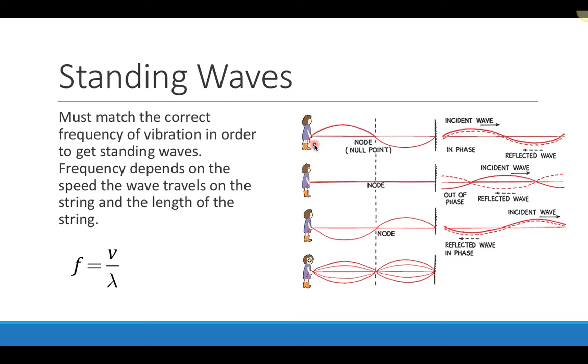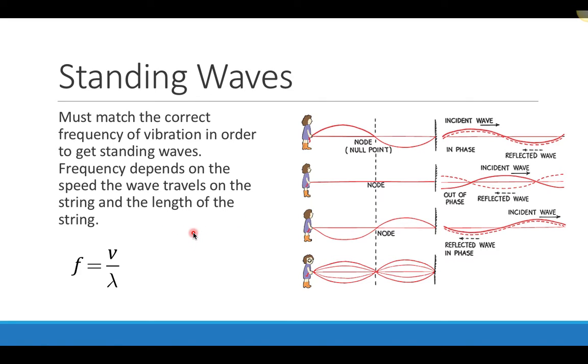You can get a large amplitude in the center. You can create the first harmonic. And if you continue to vibrate your hand up and down, you might be able to get the second harmonic, which is where you have two large vibrations occurring, and then a node where there's no movement in the center. So this is the second harmonic. In both cases, you've got the incident wave, and then the reflected wave back, and they're interacting with one another. So we have to match a particular frequency in order to get this to occur.